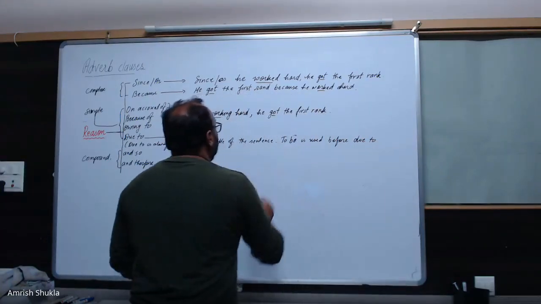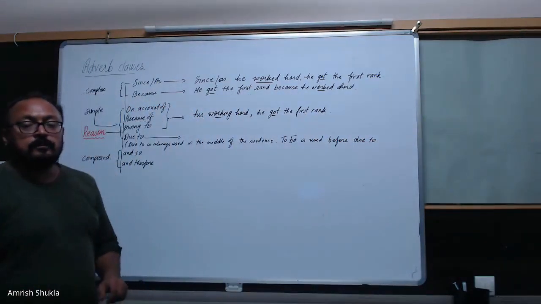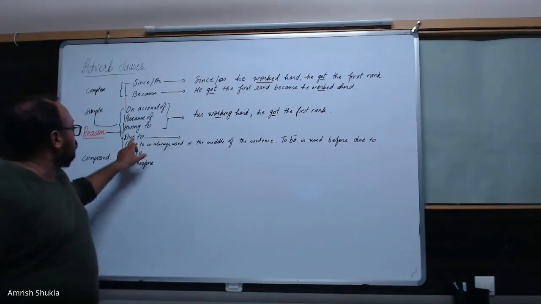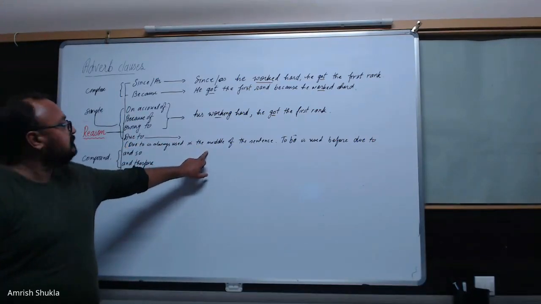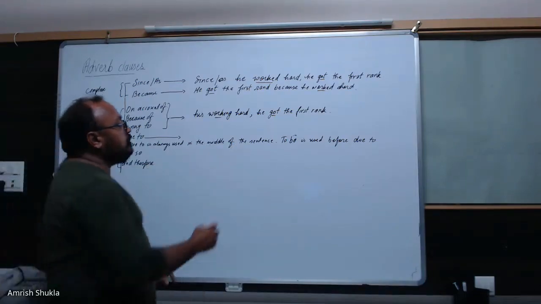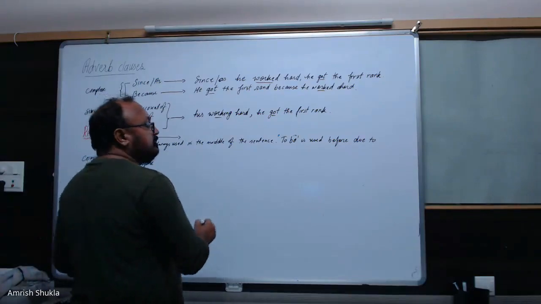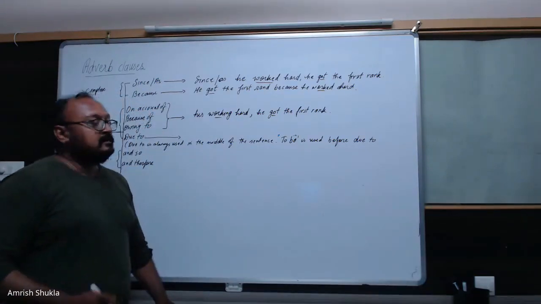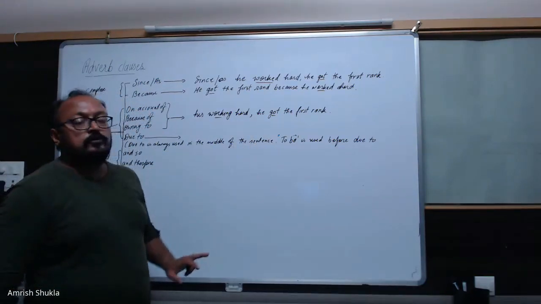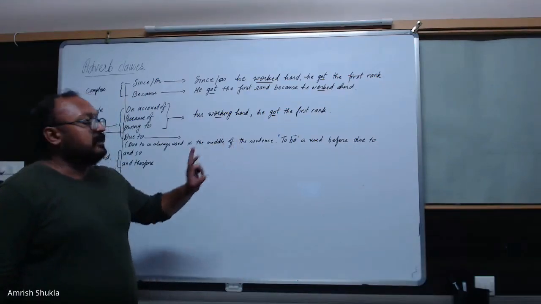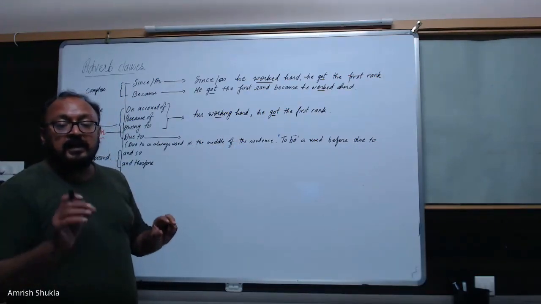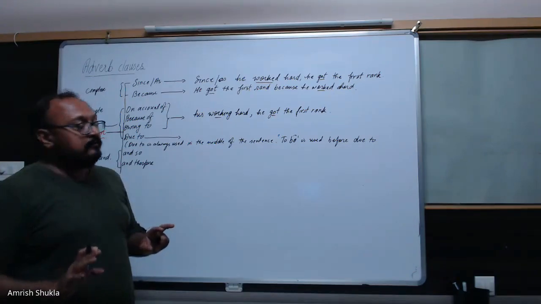These two rules are there for the use of due to. Due to is always used in the middle of the sentence. Second, to be is a form of the verb. Which are the to be forms of the verb? Am, is, are, was, were are used before due to. Due to is always preceded by a to be verb.